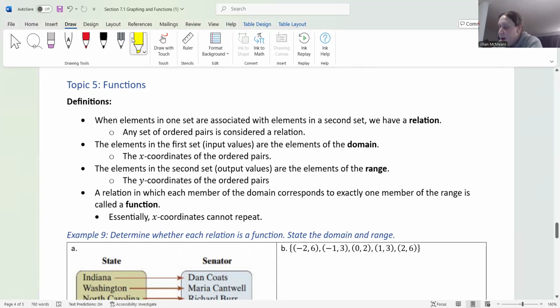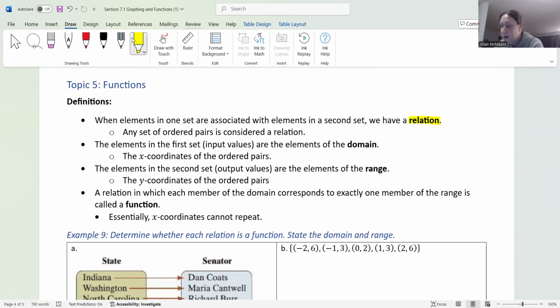When elements in one set are associated with elements in a second set, we have what is called a relation. So any set of ordered pairs would be considered a relation. This is the perfect time to talk about this because we've been talking about sets of ordered pairs, which happen to be solutions to equations in two variables. So all of our equations so far are at the very least a relation.